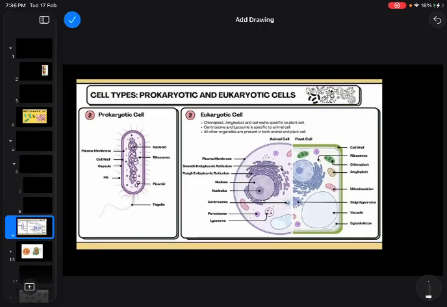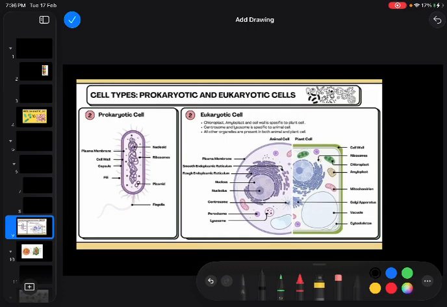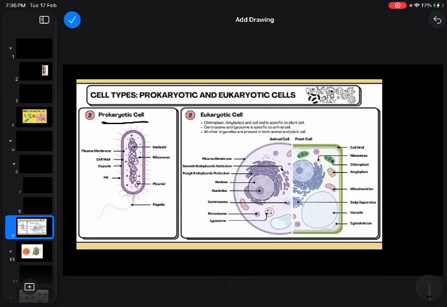Now when we see it pictorially, as I said, in case of prokaryotic cell, the cell wall is the outermost layer, plasma membrane is present inside, DNA is present in the cytoplasm as nucleoid, ribosome, and it also has a plasmid, which is an extra chromosomal DNA apart from the own genetic material as nucleoid. Flagella will help in movement.